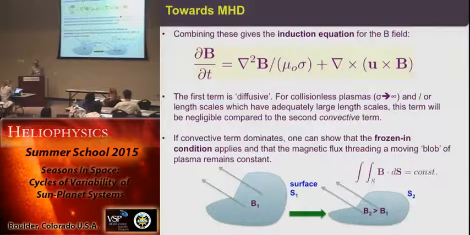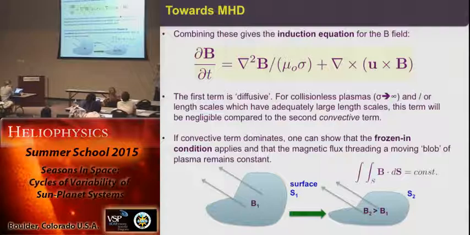Okay, so now if you read a textbook or do the exercise yourself of combining all of those equations, you come up with a very useful equation that describes the time rate of change of the magnetic field at a fixed point in space. That's known as the induction equation, and it has two terms. This one here is a diffusive type term. And this one here, known as the convective term, depends on the flow pattern of the plasma represented by the bulk velocity U. So if our plasma is an idealized collisionless plasma, and sigma approaches infinity, then this term will be very small compared to that one, okay?